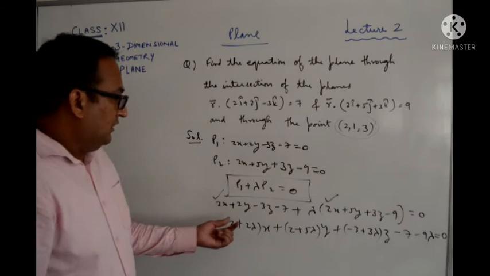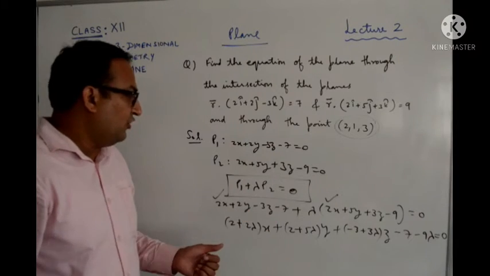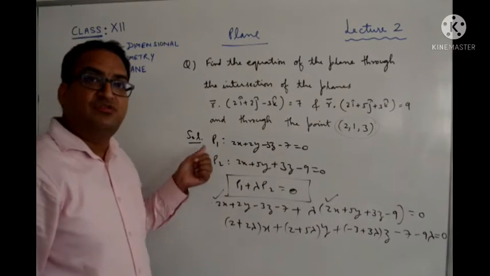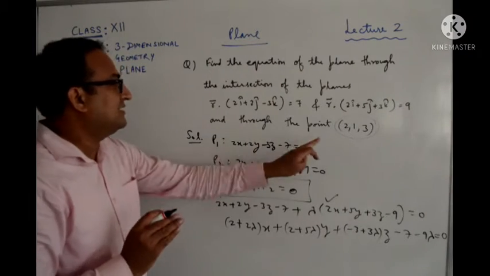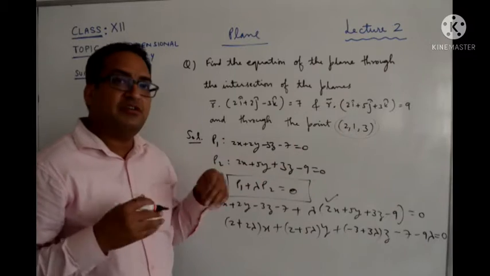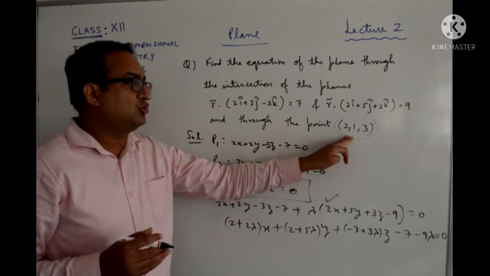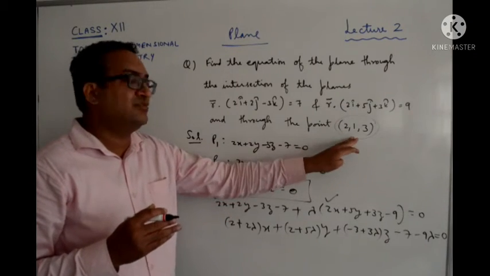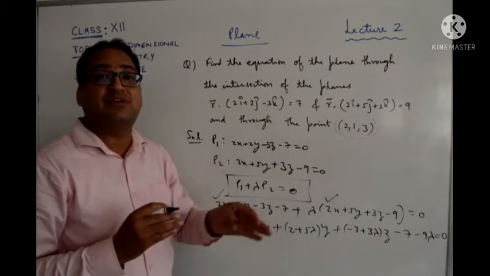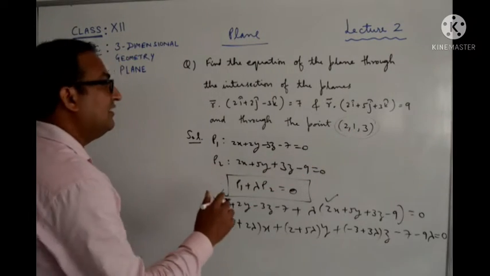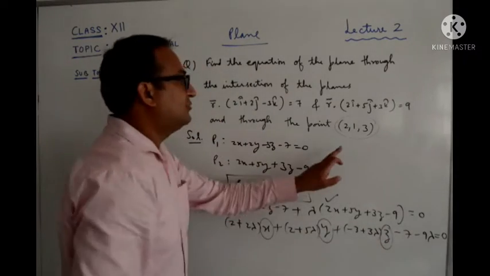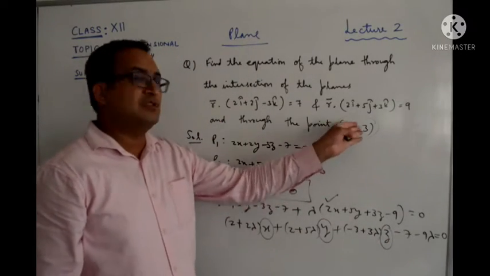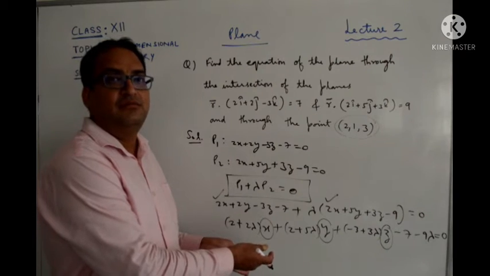So this is the equation of all the planes passing through the intersection of these two planes. But now we are looking for a particular plane which passes through this point. As our plane passes through this point, this point must satisfy that equation of plane. So for that we'll be substituting x, y, z with this point 2, 1, 3. Reason being, this point lies on this plane, right?